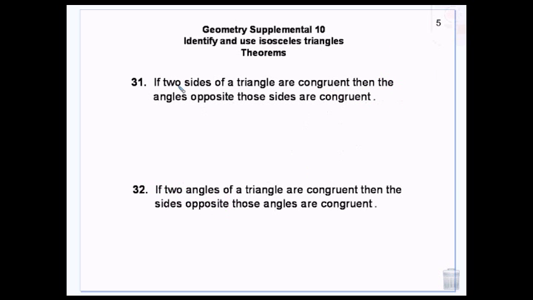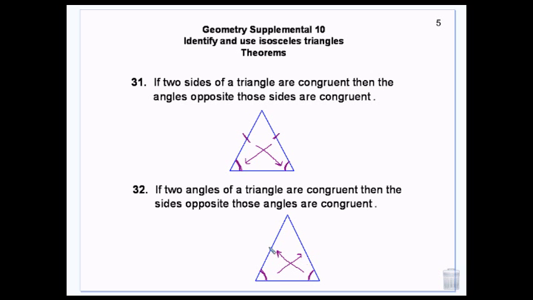Theorems. One of the theorems says if two sides of a triangle are congruent, then the angles opposite those sides are congruent. So basically what this theorem tells us is we have an isosceles triangle, and if these two legs are congruent, that means these angles are congruent. And then we have another theorem that's basically the opposite, that says if these two angles are congruent, that means these two legs are congruent.